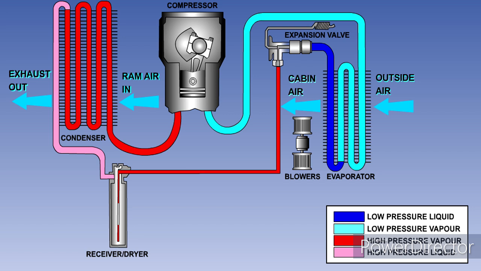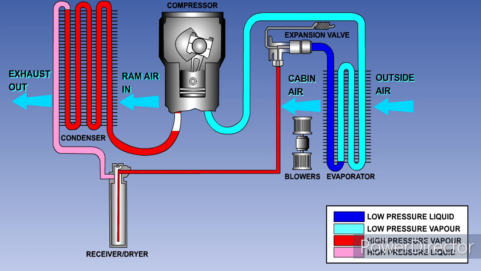The receiver, which acts as a reservoir, contains high-pressure liquid Freon. On leaving the receiver, the Freon comes to the expansion valve. This valve allows the Freon to expand, reducing both its pressure and temperature as it enters the evaporator. As the Freon passes through the evaporator, it takes heat from the cabin air, therefore cooling the cabin air. As the temperature of the Freon increases, it boils, changing from a liquid to a low-pressure vapor.